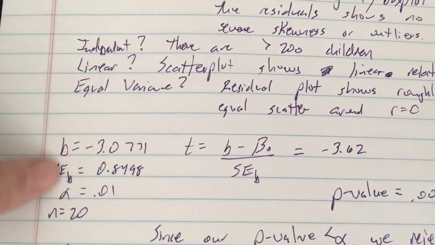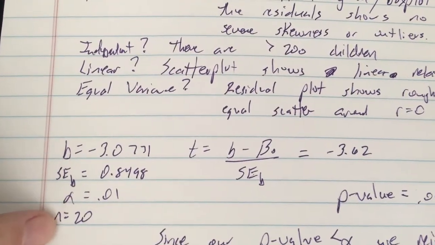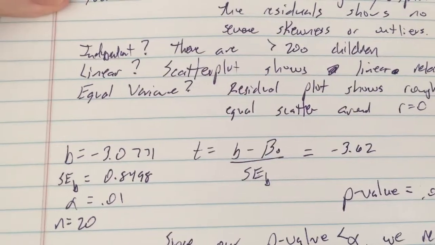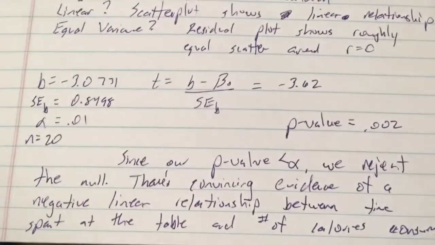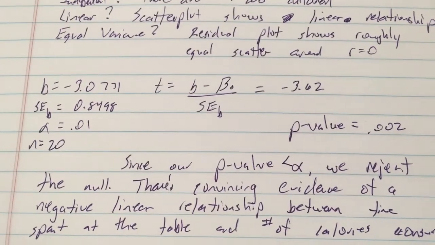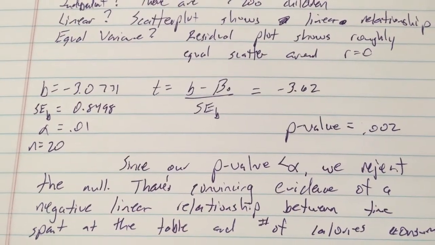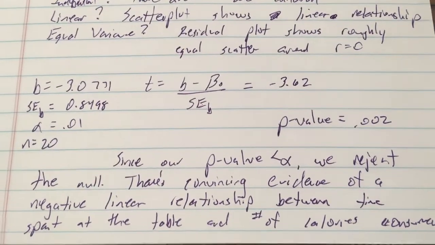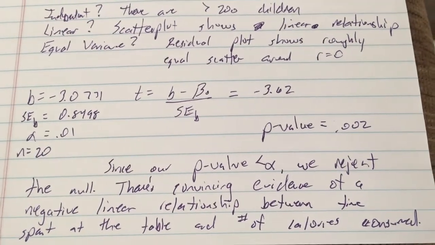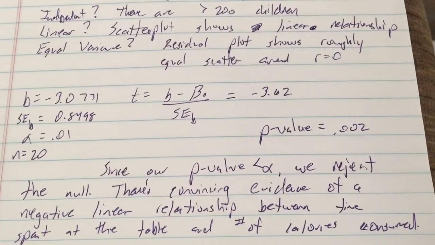Don't forget to put your data over here. Alpha level was 0.01. Sample size was 20. So we've got a really small p-value. So the answer here, since our p-value is less than alpha, we reject the null. There's convincing evidence of a negative linear relationship between time spent at the table and the number of calories consumed.